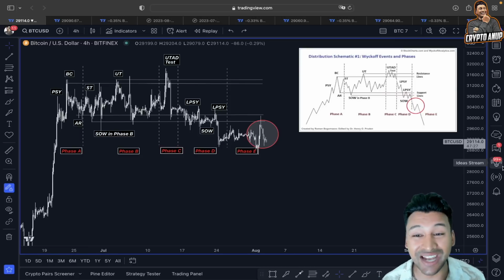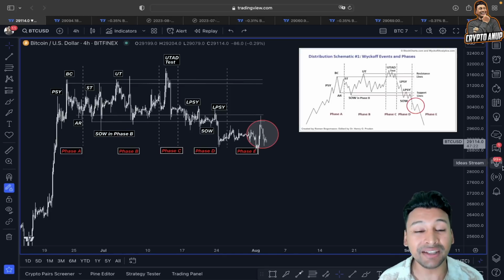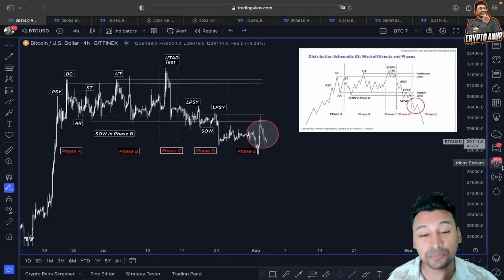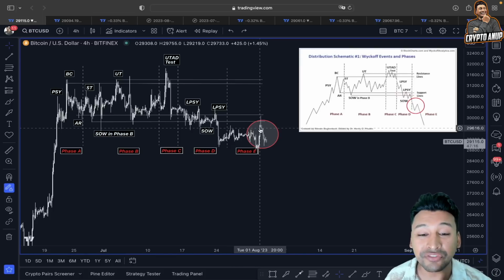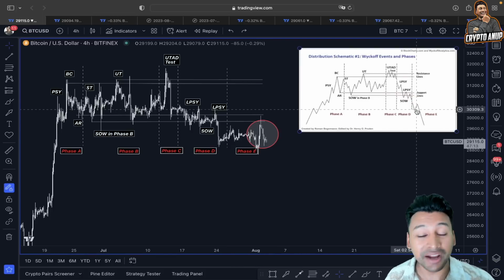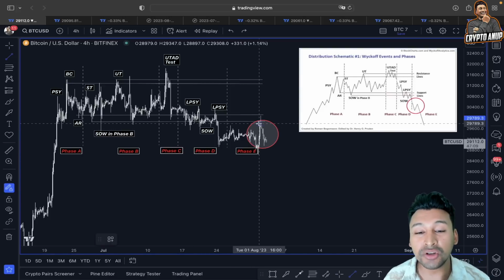Thank you very much. Now if we look at this Y-curve distribution schematic, event and phases, we can see very clearly, guys, the price of Bitcoin is lacking bullish momentum because we are in this phase E. In phase E, the price does show fake outs, but at the end heads towards this original trend direction.